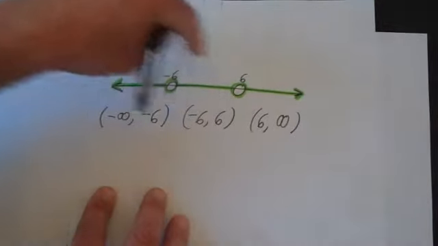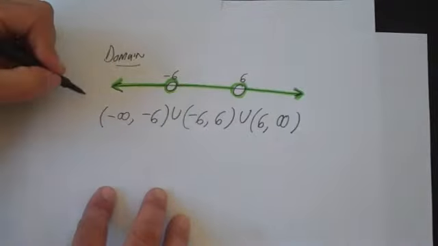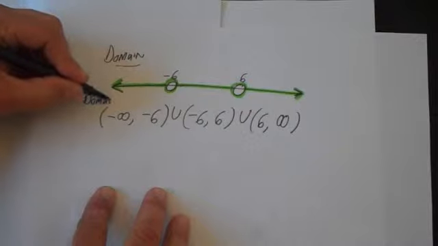It's all three of these, right? So it's this one and this one and this one. So the domain looks like this. This is your answer, your domain in interval notation.